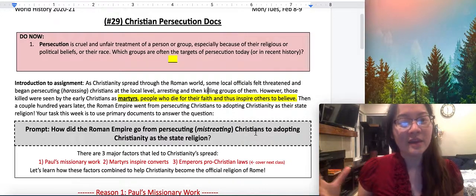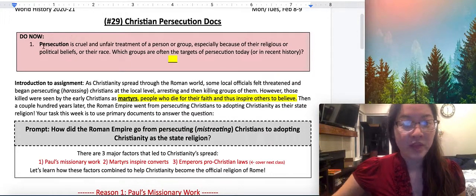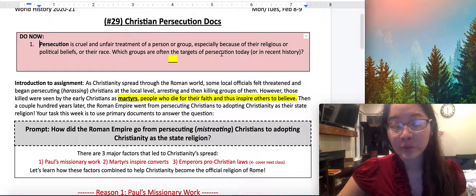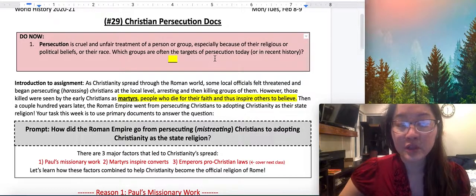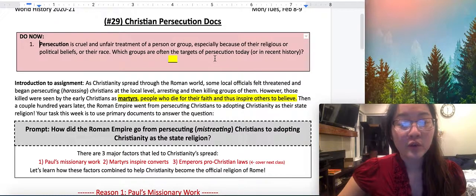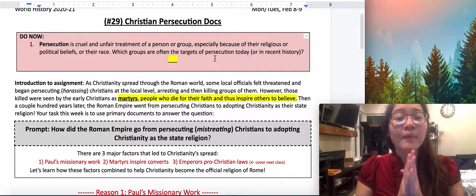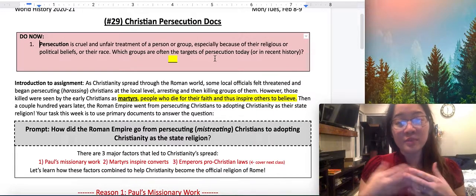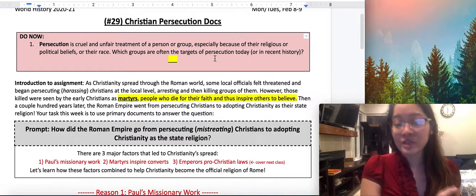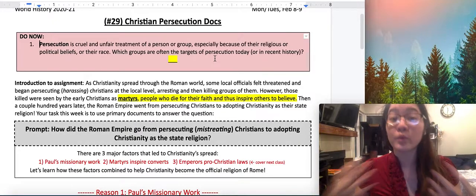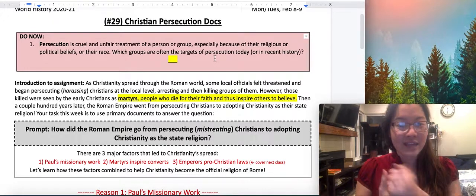So, we need to really understand what this word persecution means. Let's look at number 1. Persecution is the cruel and unfair treatment of a person or group, especially because of their religious or political beliefs or their race. Which groups are often the targets of persecution today or in recent history? So you're going to drop, if you haven't already, your answer for number 1 into the chat. We're going to try to get as long a list as possible. What are the groups that are often targets of persecution either today or in recent history, even in America or in the world? So go ahead and jot down your ideas and be ready to share out.